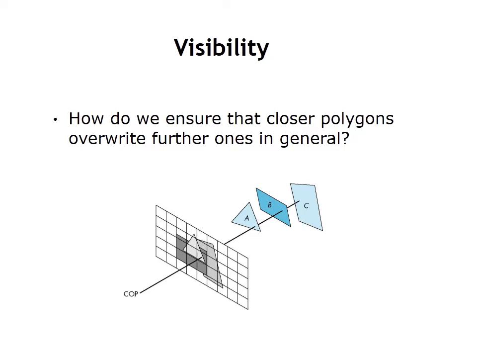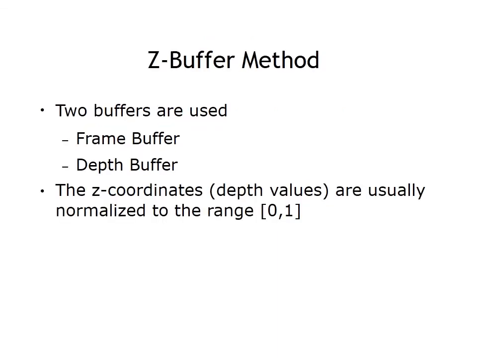The Z values, the depth values, are usually normalized to the range 0 to 1. Then z equal to 0 is known as the back clipping plane, and z equal to 1 is called the front clipping plane. In the Z buffer method, two buffers are used: frame buffer and depth buffer. The z coordinate depth values are usually normalized to the range 0 to 1.